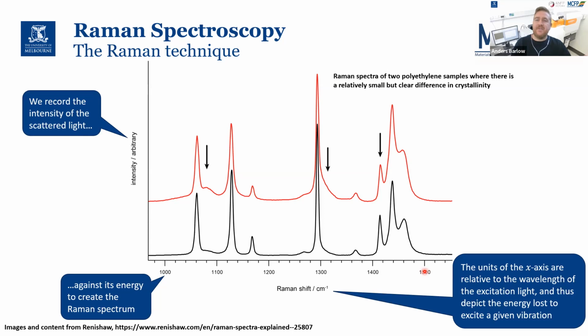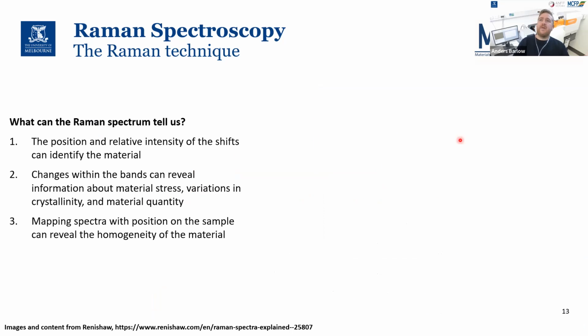And what you can see here are 2 examples of polyethylene, where there is a very small but subtle change in the crystallinity of this material, and it can be seen in the Raman spectrum with these arrows. So this is what we're collecting using the instrument. And what can this spectrum tell us? Well, generally, the position and the relative intensity of those shifts and those peaks will give you the fingerprint for that material. It will identify a polymer or a material, an inorganic or an organic material.